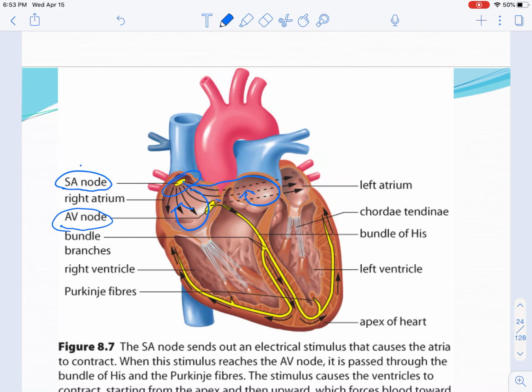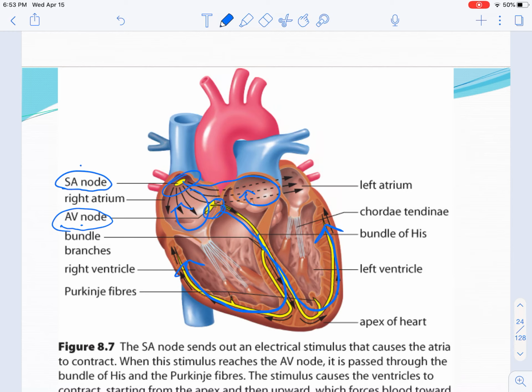This one's sinoatrial, this one's atrioventricular, and it's between the atria and the ventricles, so it got that name from that. But when the two atria contract, that will then signal the AV node to start its conduction of electrical impulses down and surrounding both ventricles.